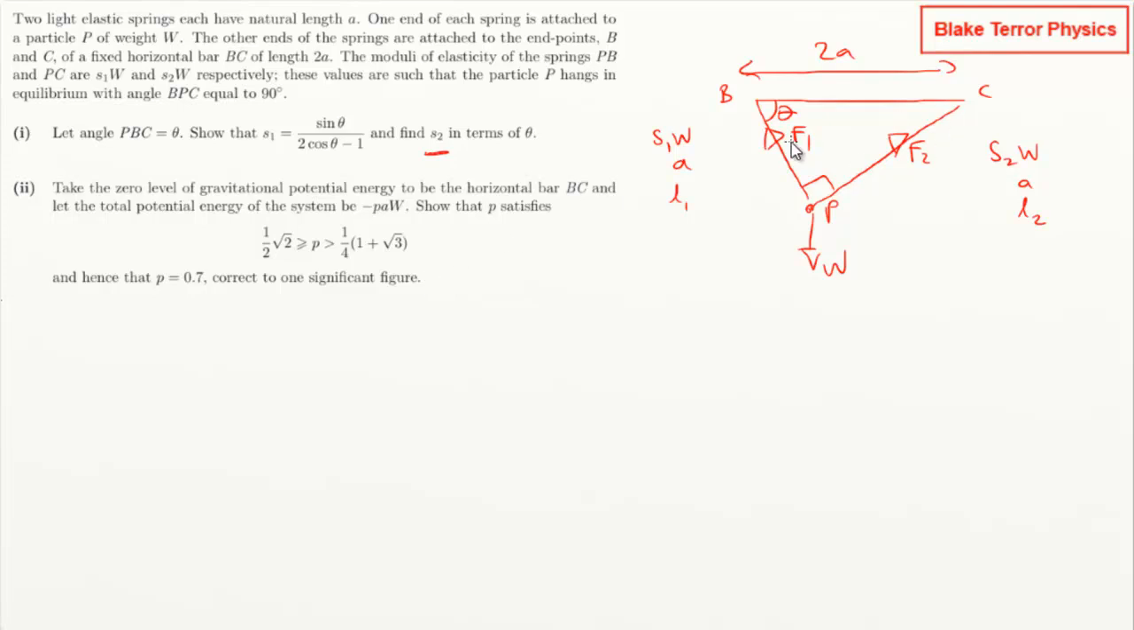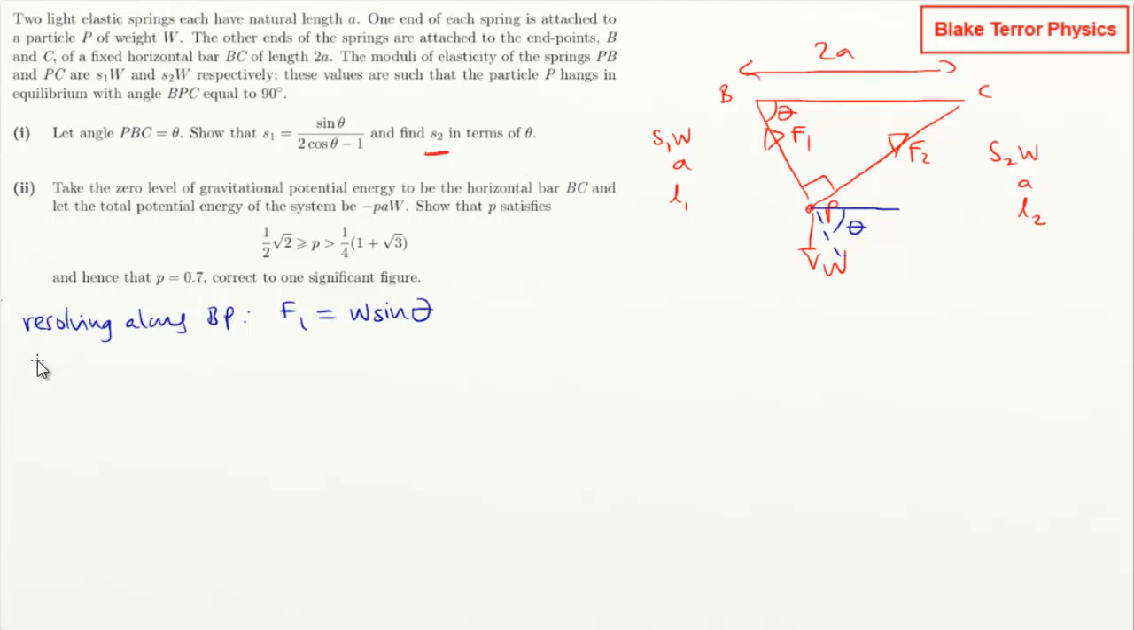It helps that F2 is perpendicular to F1, so we can resolve along the line BP. So let's get my theta down there. If we're putting another horizontal, that's going to be theta there. So resolving along BP is going to give that F1 is equal to W sine theta.